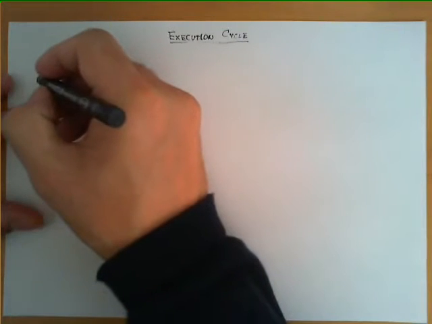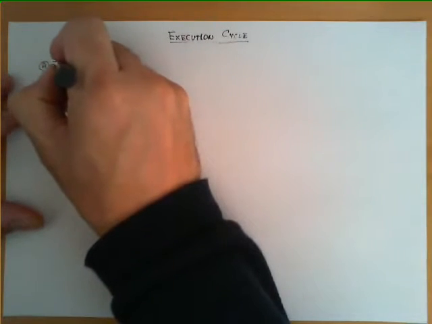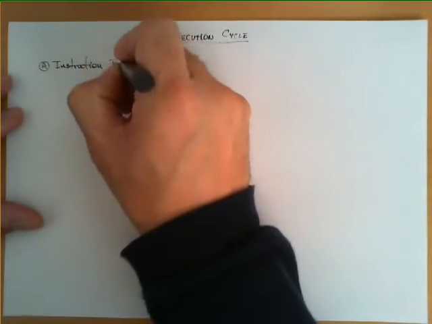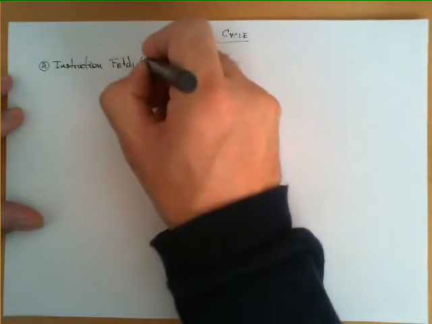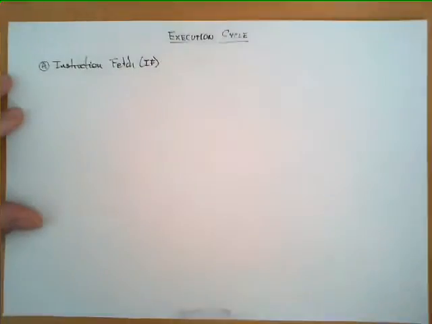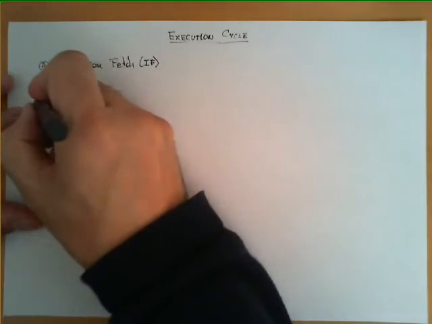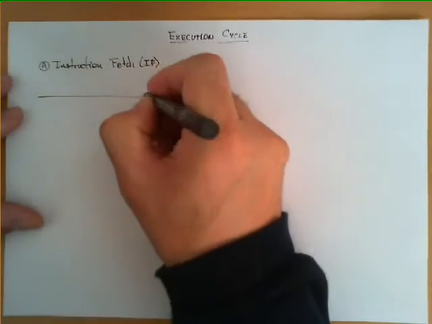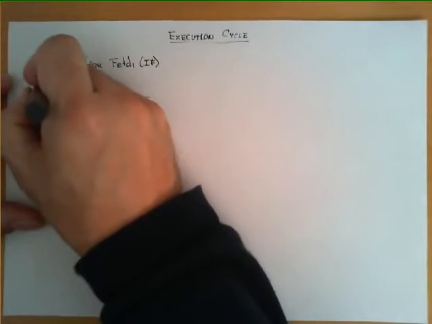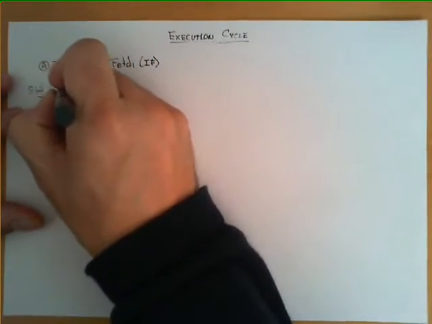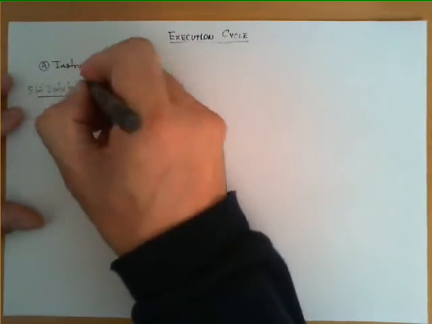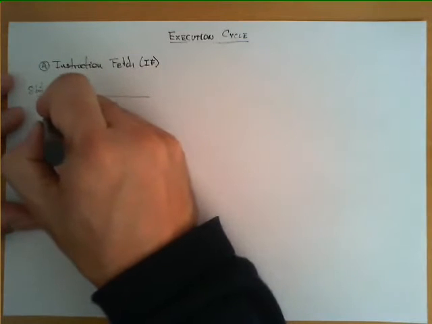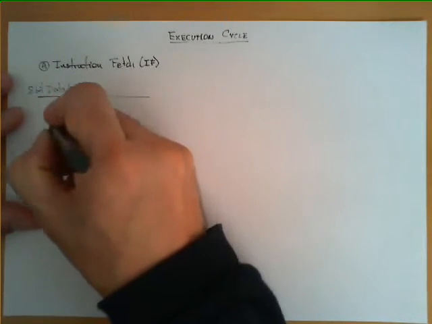The execution cycle is divided into two big blocks. The first one is known as the instruction fetch, or for us, we'll abbreviate it as IF. The instruction fetch is the stage at which the following occurs. Let's assume we have here the 8-bit data bus, and we have connected here the program memory.